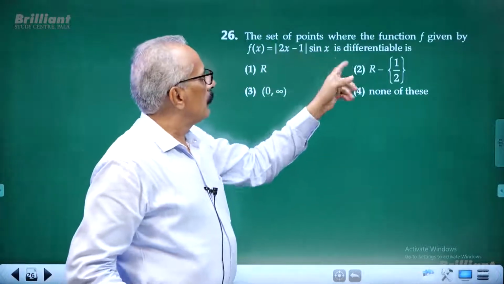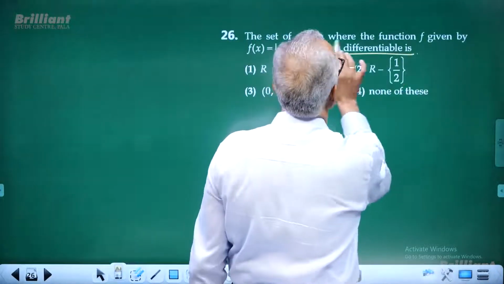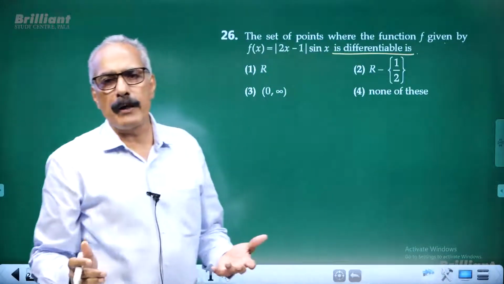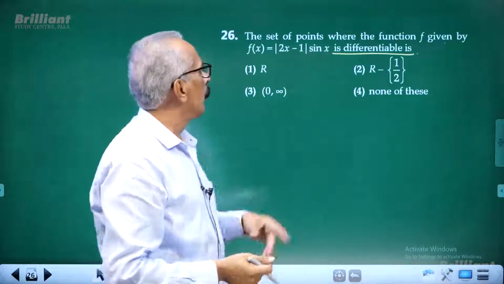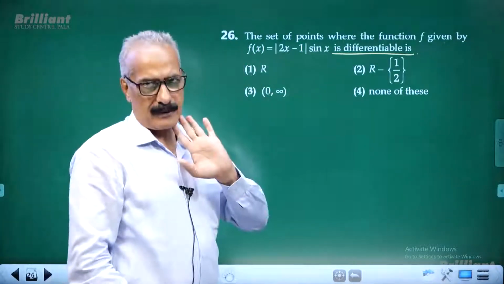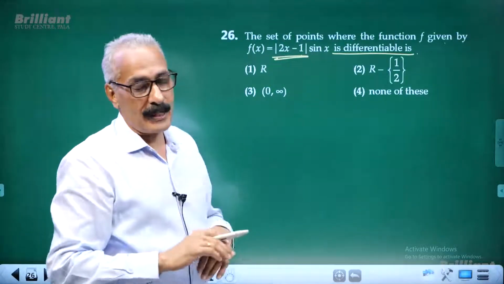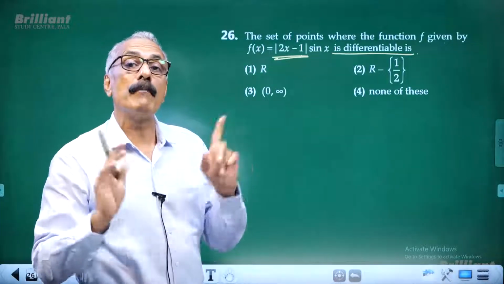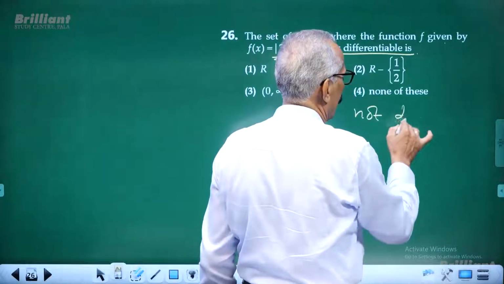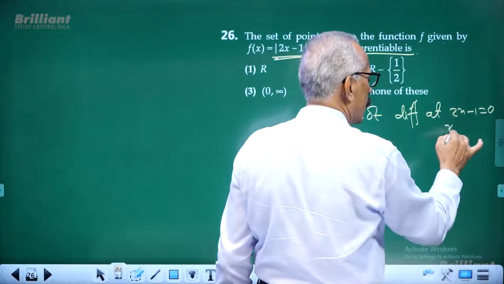The set of points where the function is differentiable. It is continuous everywhere, modulus, because for every value of x, this f(x) is defined. Now this 2x minus 1 is not differentiable at x equal to where? 1 by 2. How come 1 by 2? 2x minus 1 equal to 0. So it is not differentiable at 2x minus 1 equal to 0, or x equal to 1 by 2.